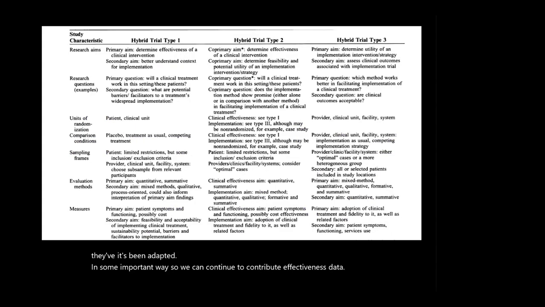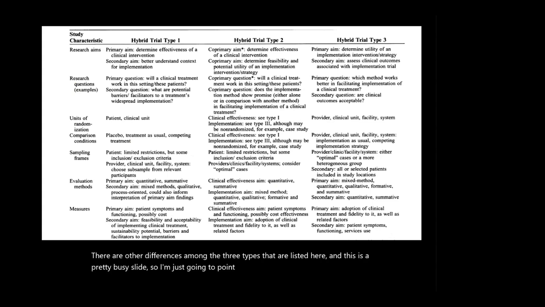There are other differences among the three types that are listed here. And this is a pretty busy slide. So I'm just going to point out a few differences. So first you can see here, the three types really differ in terms of the relative emphasis given to the effectiveness research aim or question and the implementation research aim or question. With hybrid ones really emphasizing effectiveness, hybrid threes really emphasizing implementation, and hybrid twos kind of combining, or having a dual emphasis on this.